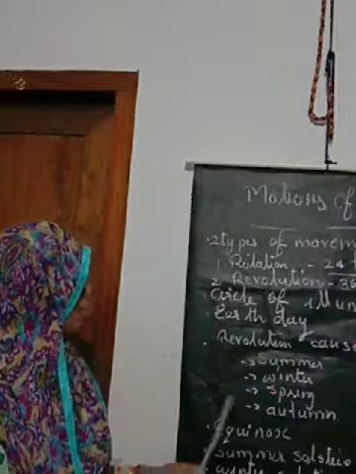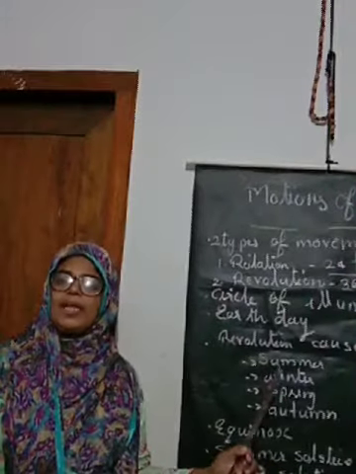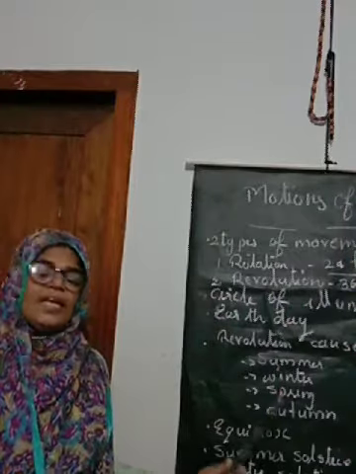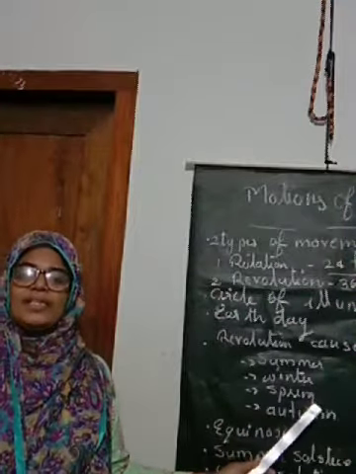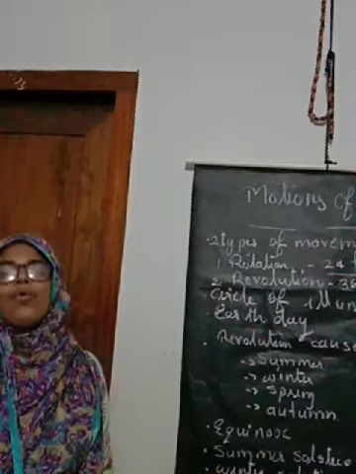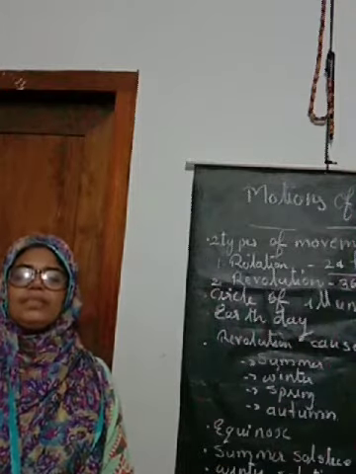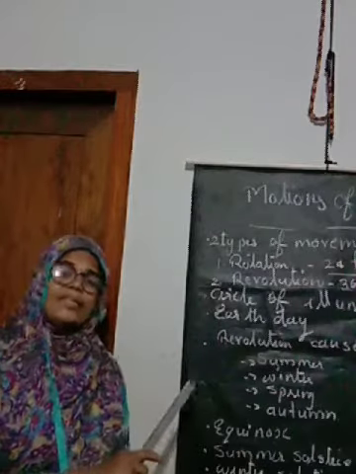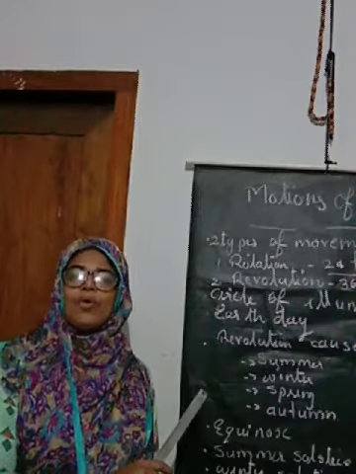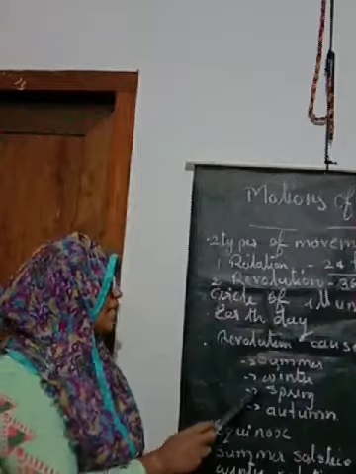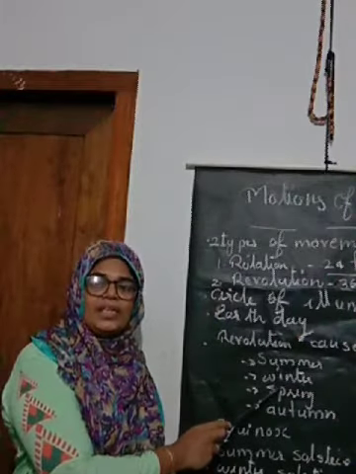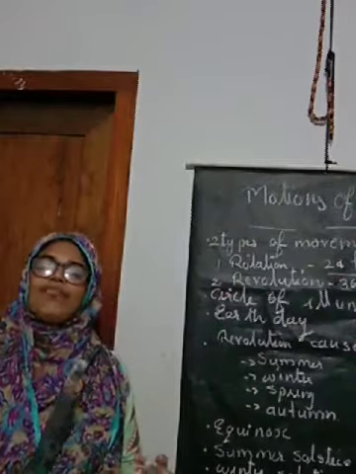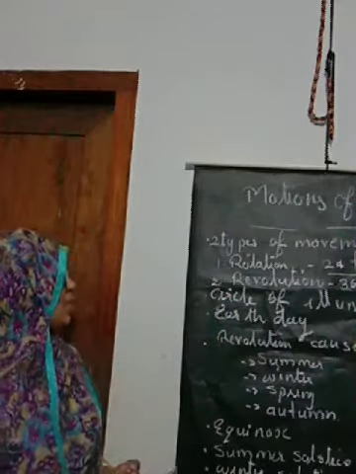Which are the important seasons that we people in India are experiencing? There are 4 seasons: summer season, winter season, spring season and autumn season. These are the 4 types of seasons. Which are the 4 seasons we are experiencing as a result of this revolution of the earth on its orbit? They are summer, winter, spring and autumn.